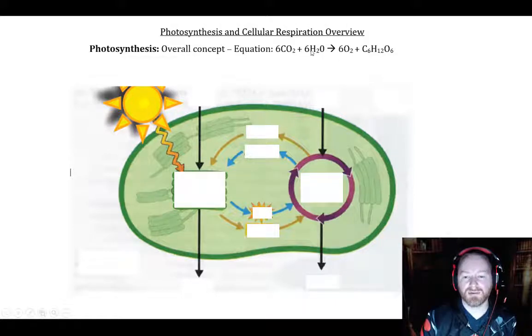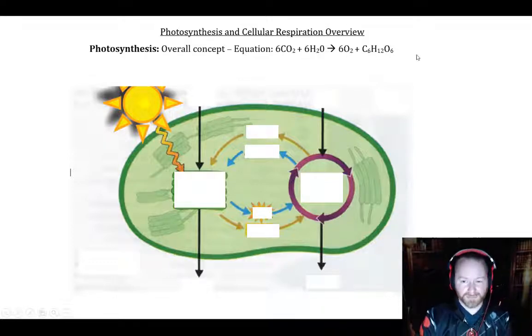When we apply those numbers and start to balance the rest of the equation, some people call this the devil's equation. Everything gets a 6 in front of it except for glucose. So it takes 6 carbon dioxide, 6 waters, and in the presence of light and the chlorophyll, that will give us 6 oxygens and 1 glucose.